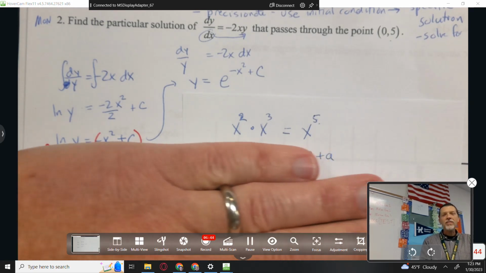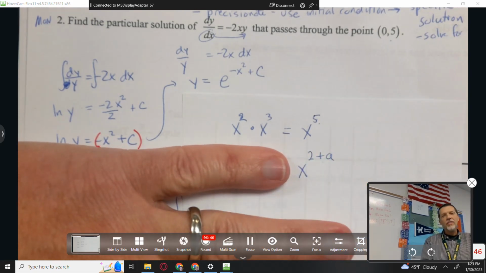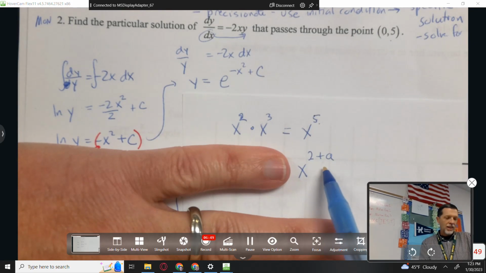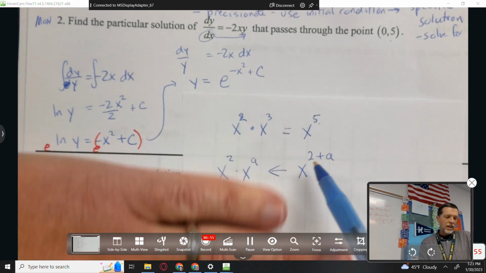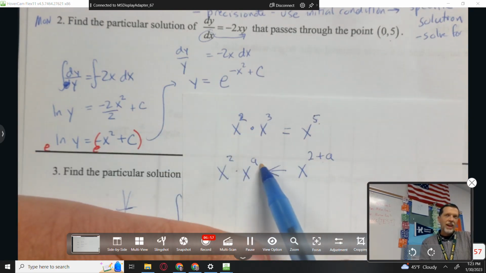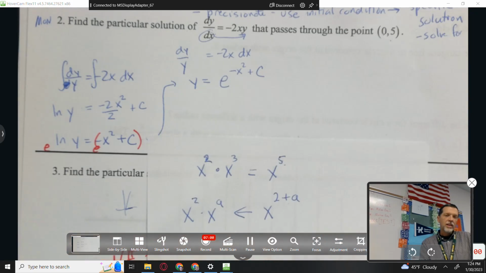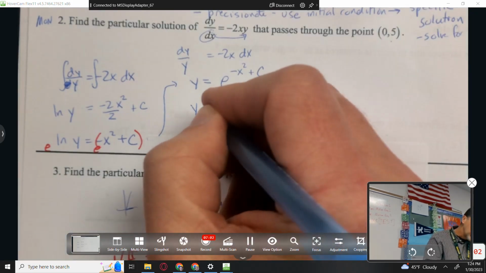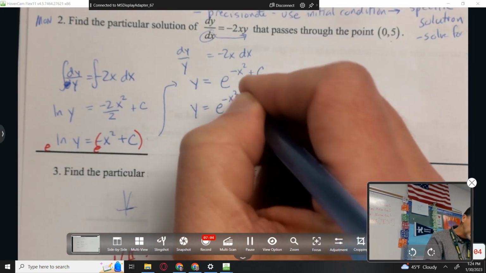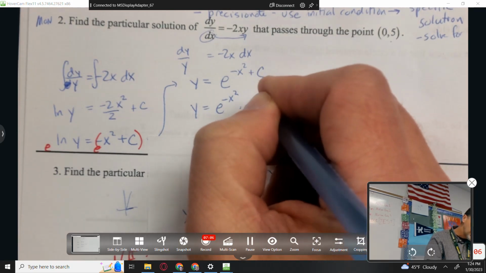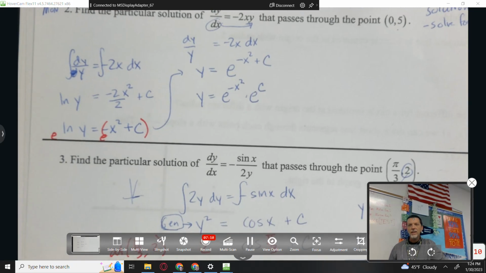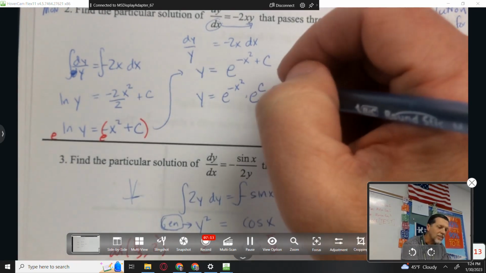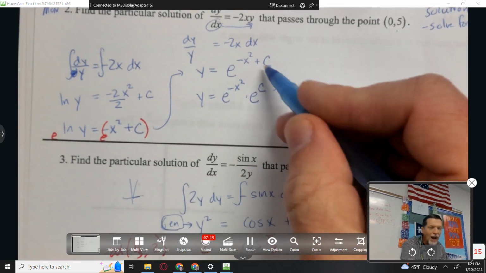Now let's use that same power in reverse. So I've got x to the 2 plus a. Well, where did that come from? It meant if we added the exponents, that means we multiplied x squared and x to the a. So that means this could be written as e to the negative x squared times e to the c. I think it's easy to see if you can go that way with it.